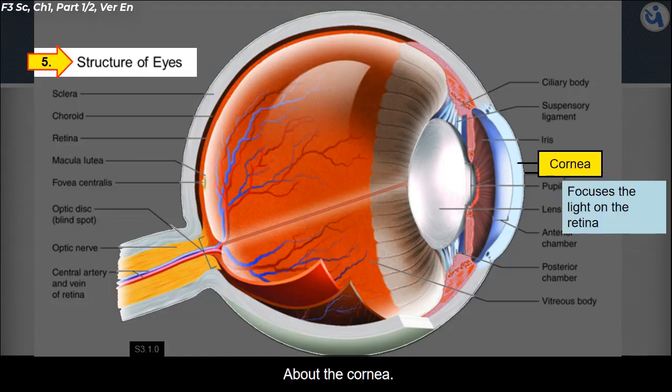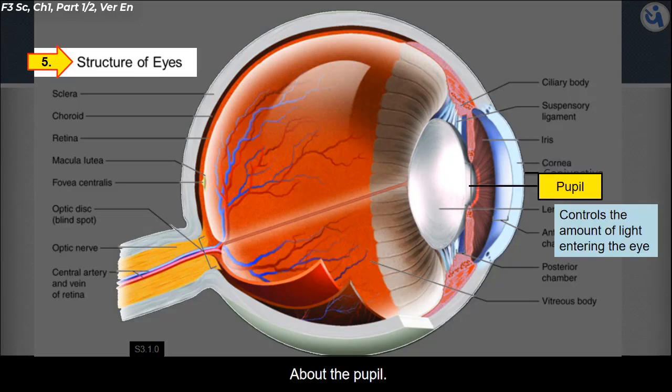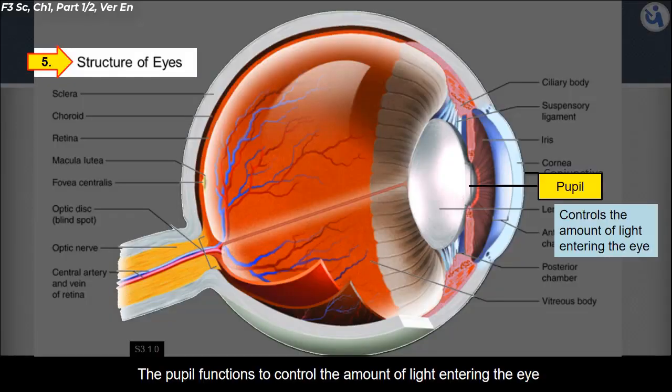About the cornea. Cornea functions to focus the light on the retina. About the conjunctiva. Conjunctiva functions to protect the cornea. About the pupil. The pupil functions to control the amount of light entering the eye.